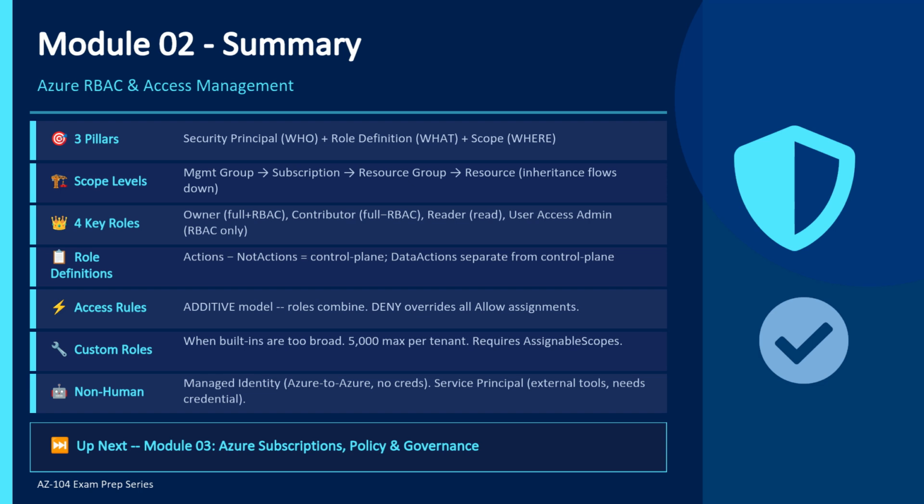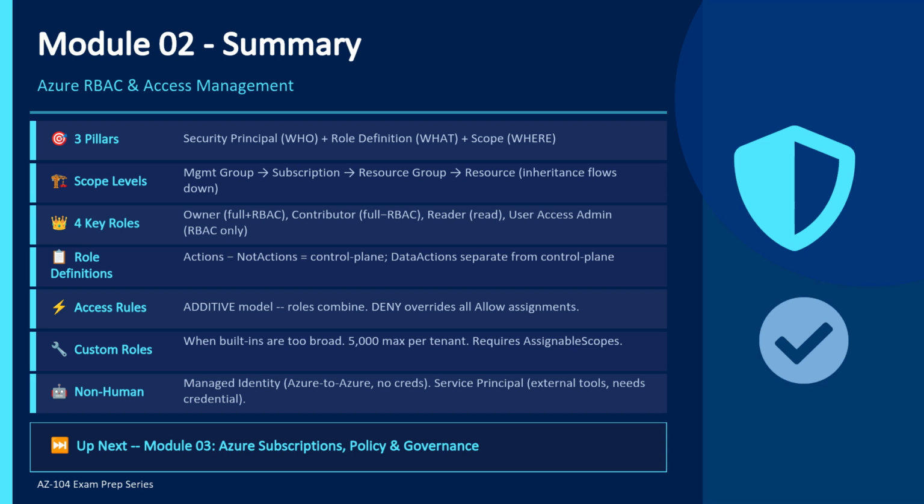Quick recap. 3 pillars. Every role assignment is the combination of WHO, security principal, WHAT, role definition, and WHERE, scope. All 3 are required. Scope hierarchy, management group, subscription, resource group, resource. Roles assigned at higher scopes are inherited by everything below. You cannot block this inheritance.